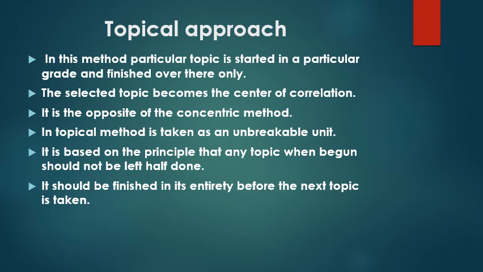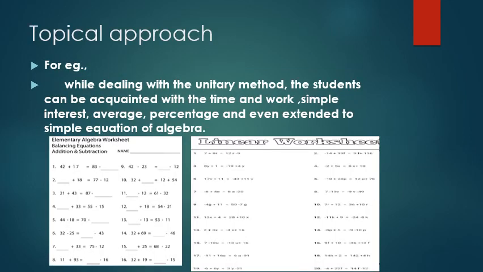Topical approach. In this method, a particular topic is started in a particular grade and finished there only. The selected topic becomes the center of correlation. It is the opposite of the concentric method. In the topical method, the topic is taken as an unbreakable unit. It is based on the principle that any topic when begun should not be left off halfway. It should be finished in its entirety before the next topic is taken. Here some examples for the topical approach are provided.